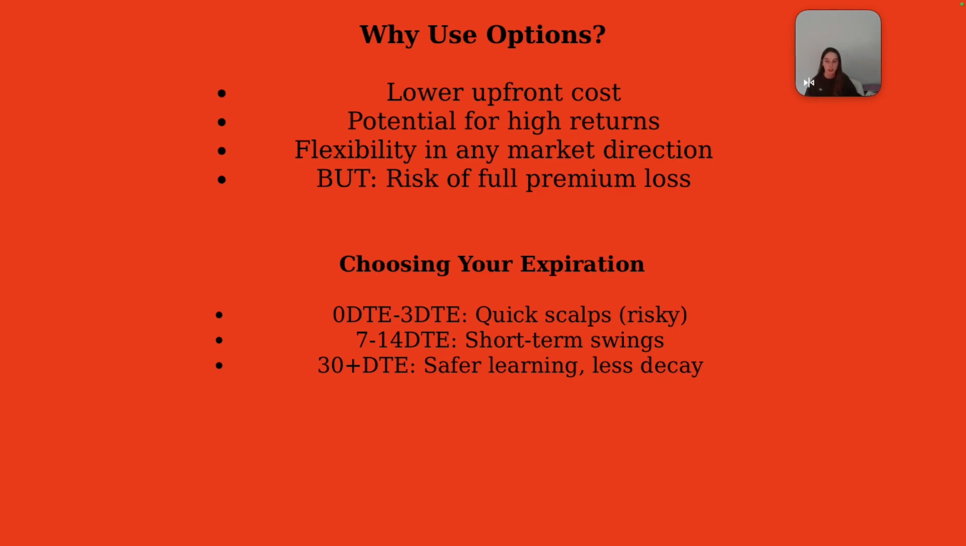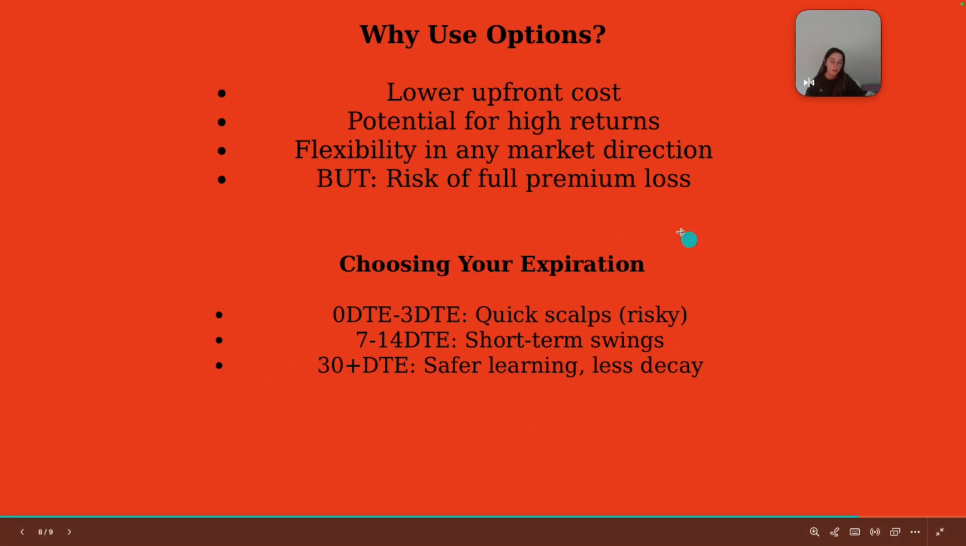But yeah, choosing your expiration. 0 DTE to 3 DTE, those are generally for quicker trades, those day trades that I was talking about. 7 to 14 DTE are short-term swings, or maybe you want just more leeway on a day trade. Normally, I'm not going to go with a 7 or 14 day out contract if I'm taking a day trade; that's mainly going to be for swings. And then 30 days out.